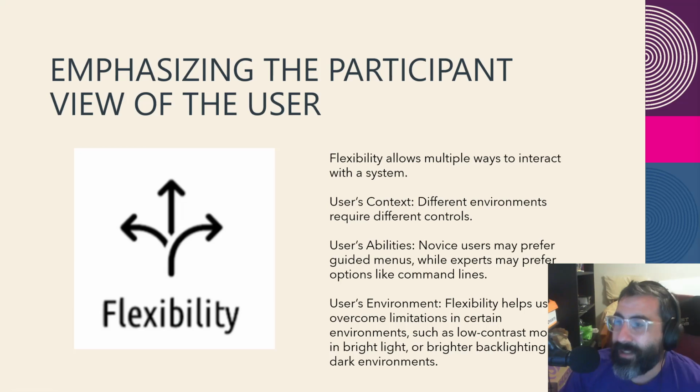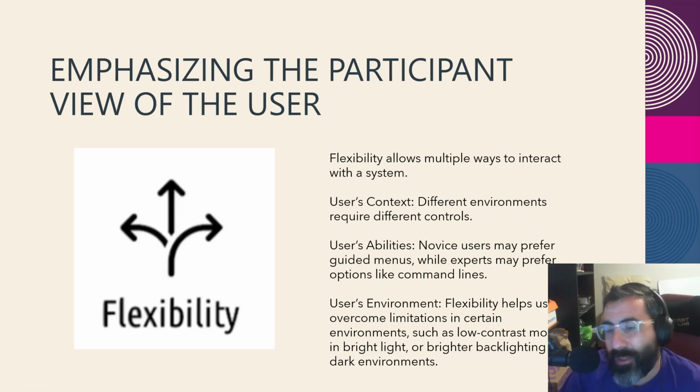Flexibility is something that allows users multiple ways to interact with the system. So different environments require different controls. For example, you wouldn't want a text-to-speech thing while you're in a theater or somewhere very noisy where you can't hear. You'd want actual text or whatever. So flexibility can help overcome limitations of environment.